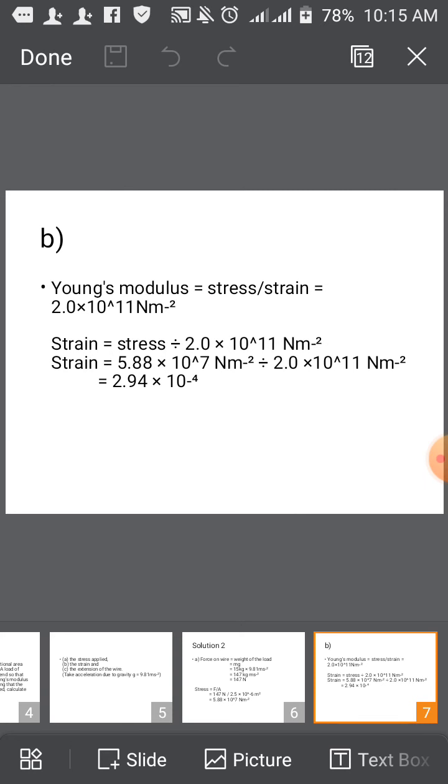Now, strain, when we substitute the value of stress, will be equal to 5.88 times 10 raised to power 7 Newton per meter squared divided by 2.0 times 10 raised to power 11 Newton per meter squared, being the value of Young's modulus. And when we do that, we are going to have 2.94 times 10 raised to power minus 4. Remember that strain has no unit.